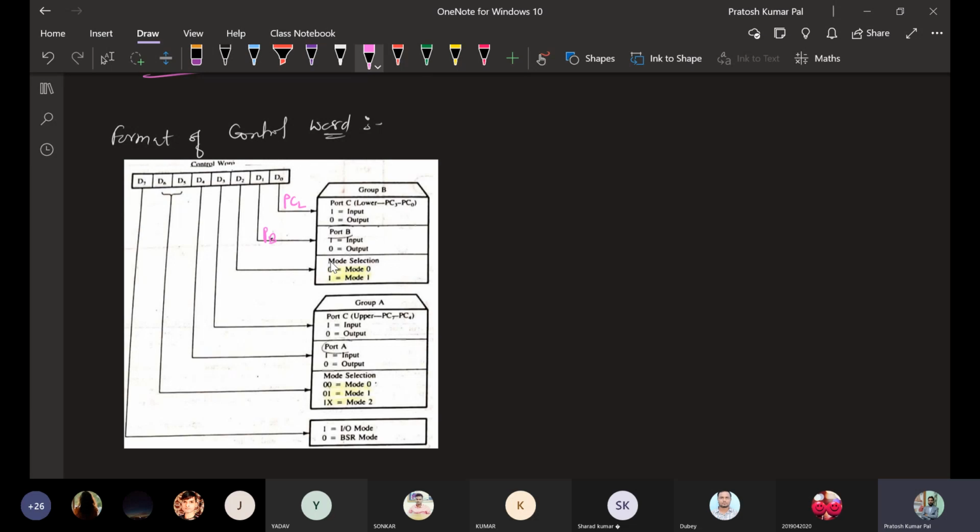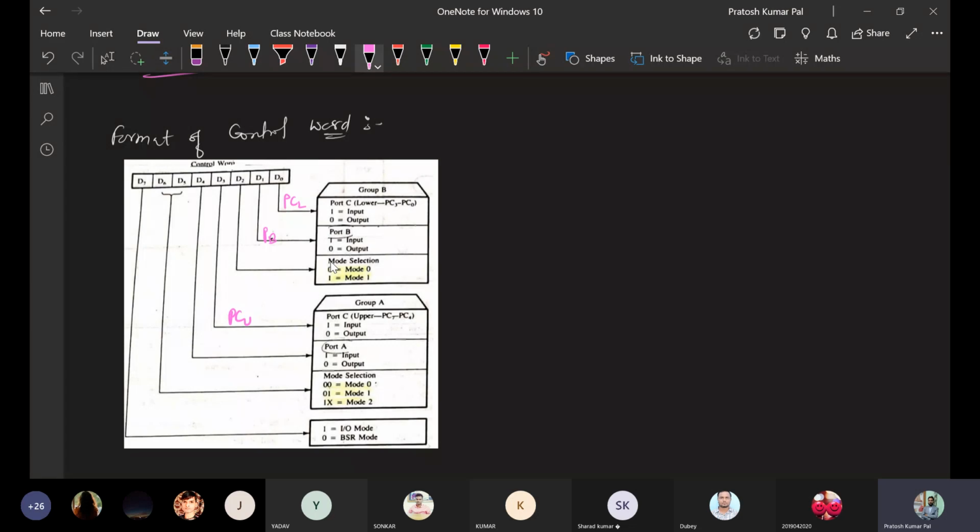In input output mode, there are three different modes: mode 0, mode 1, and mode 2. If it is input output mode, then we decide whether it is working in mode 0 or mode 1. That is decided by the D2 bit, and the D3 bit decides the PC upper. So whether PC upper works as input or output mode will be decided by the D3 bit.